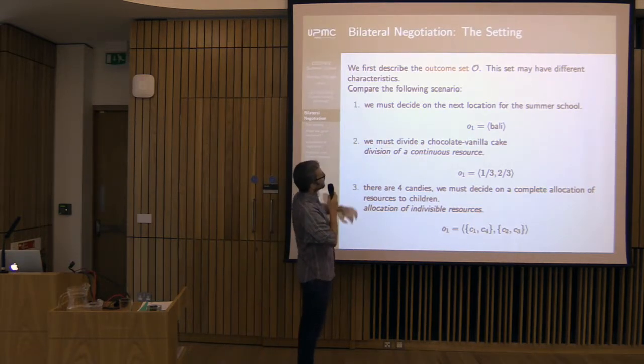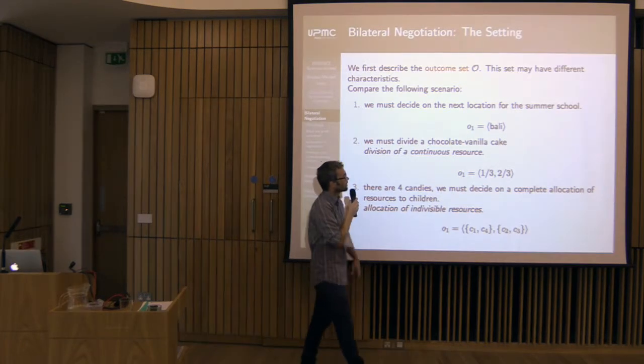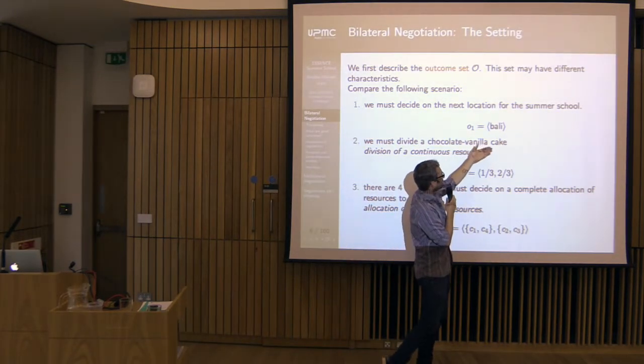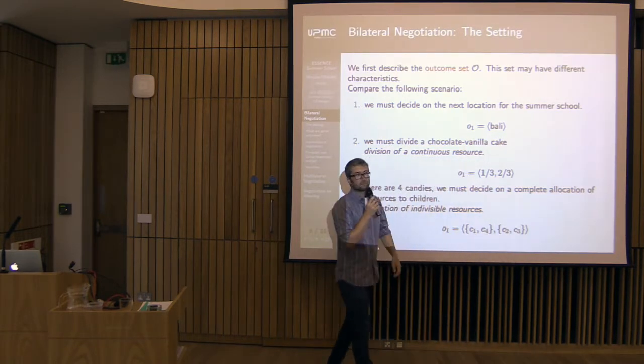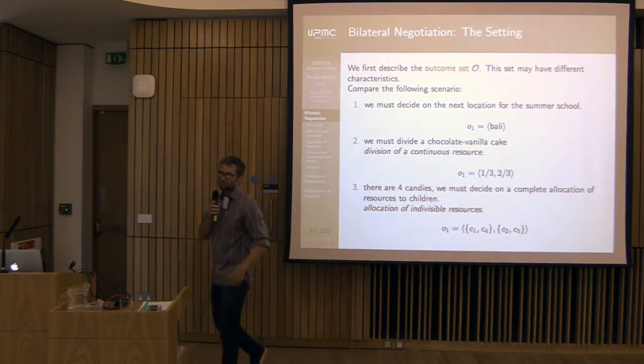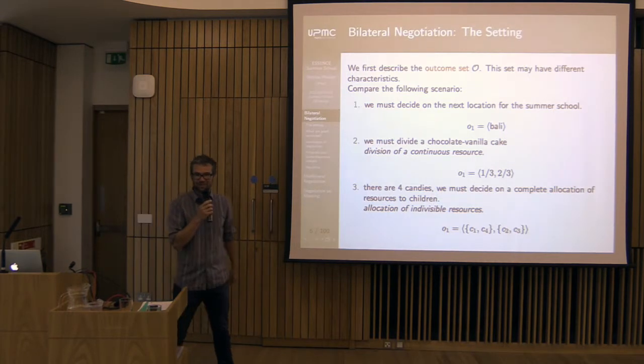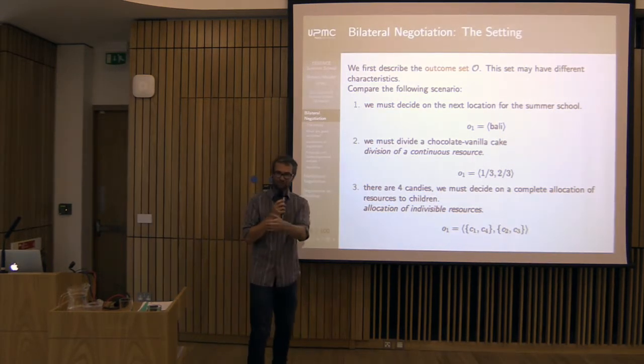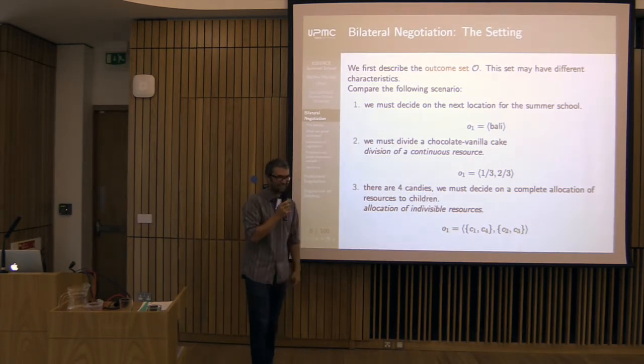You may take this first example. You want to decide on the next location of the summer school, and the outcome set can be, so each outcome can be a city, for instance, Bali, or you would do that in Moscow, or I don't know, maybe Bali? Okay. So, decided.